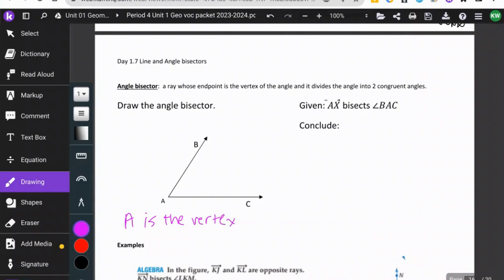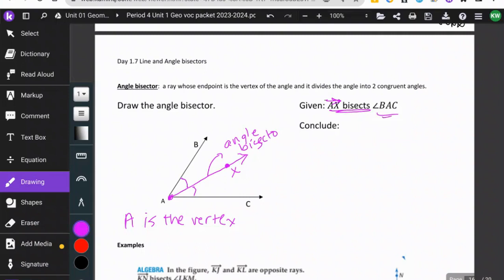So you have a ray that starts at vertex A, and you draw the ray so that it makes, we'll call this X, since they told us that ray AX bisects angle BAC. That means it splits it into two equal angles. That's your definition: splits it into two congruent angles. So this is your angle bisector, and it is bisecting angle BAC.